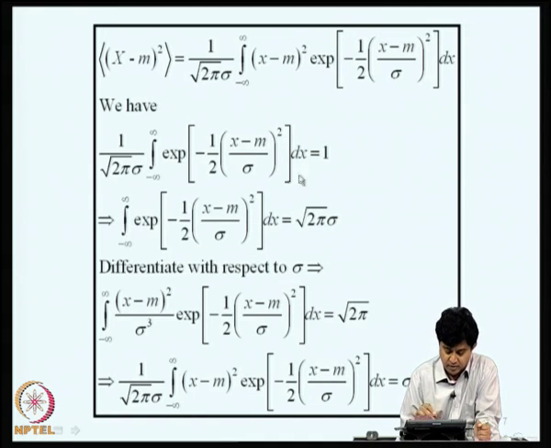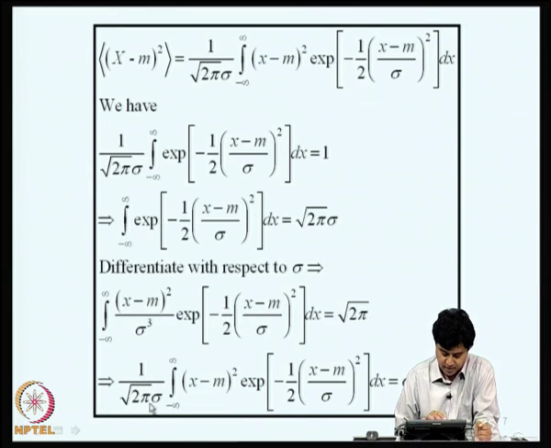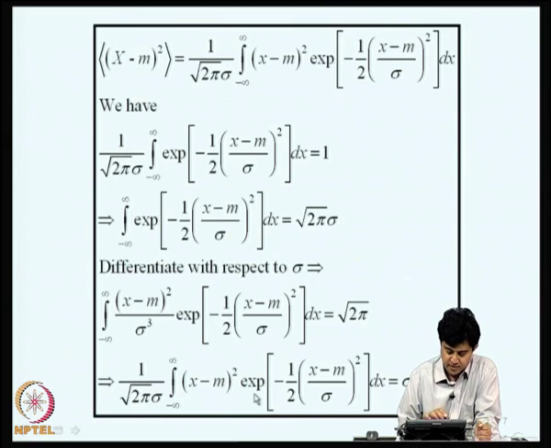Now we can rewrite this as integral from minus infinity to infinity of exponential of this function dx is square root 2 pi sigma. Now if I differentiate this with respect to sigma, since sigma is residing here, I will get this term into exponential is equal to square root 2 pi. Now if I rearrange these terms, I will get 1 by square root of 2 pi sigma, integral of (x minus m) whole square exponential this dx, is equal to sigma square. So this is a simple way of showing that variance of a Gaussian random variable is sigma square.